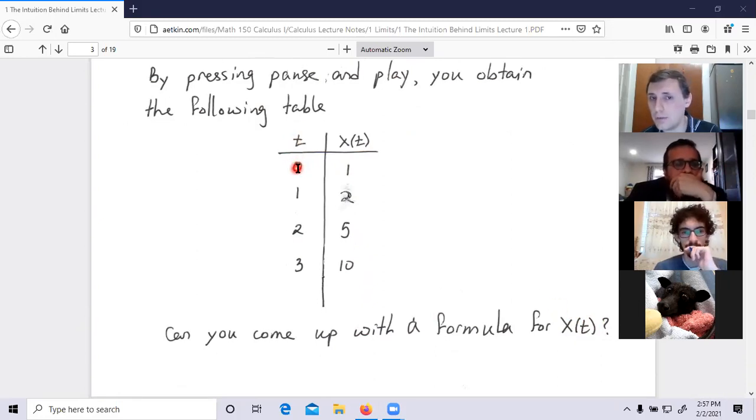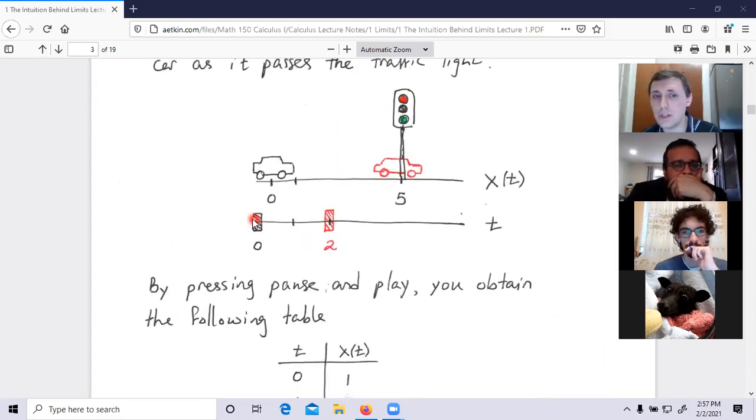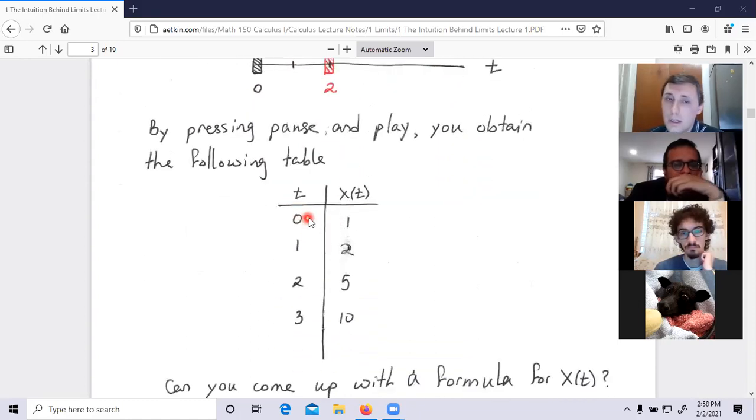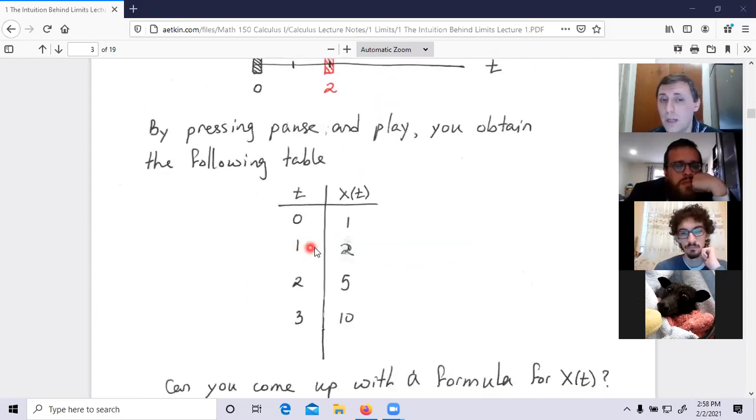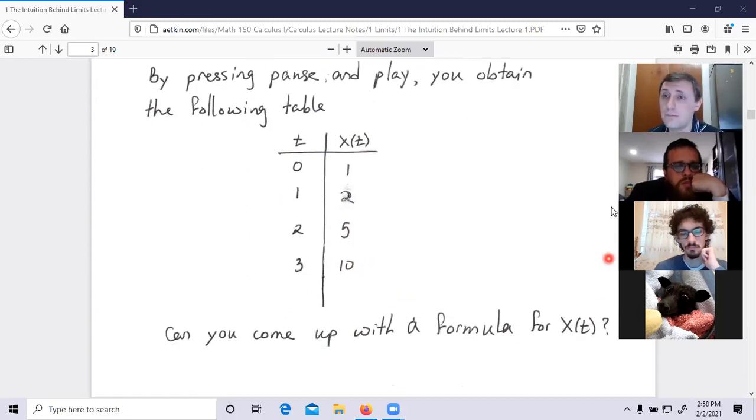At zero, the beginning of the video, the car is in position 1. You see that? So this is measured, I don't know, in kilometers or in meters, whatever you like. Maybe it's in meters. Time is measured in seconds, the x-axis is measured in meters. So at zero, the car is 1 meter away from this position. This is your zero mark, okay? At 1, it is at 2 units. At 2 seconds, it's at 5 units. At 3 seconds, it's 10 units. Based on this, can you guess what might have been the formula for x of t?